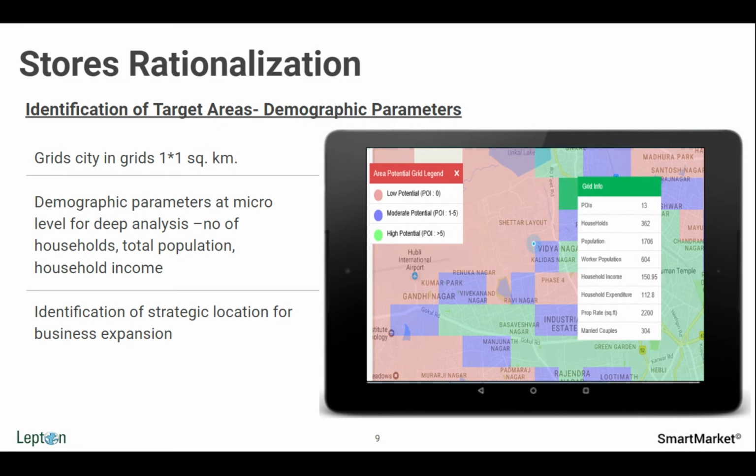So that's the beauty of the product. It tells you the city-wise business potentiality. It also tells you within the city which areas you should be targeting.